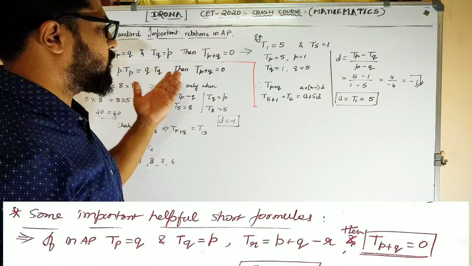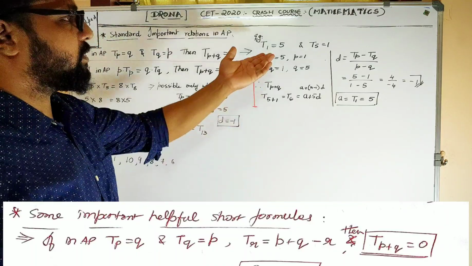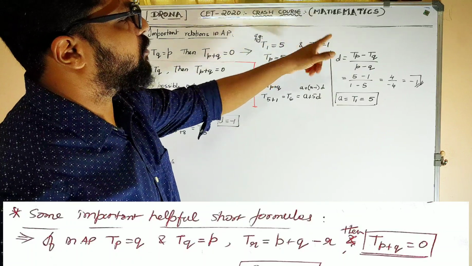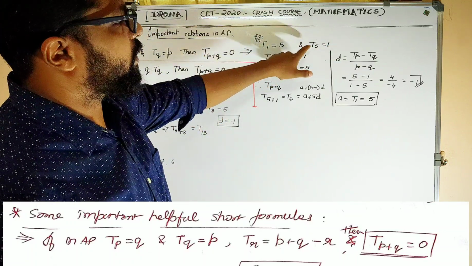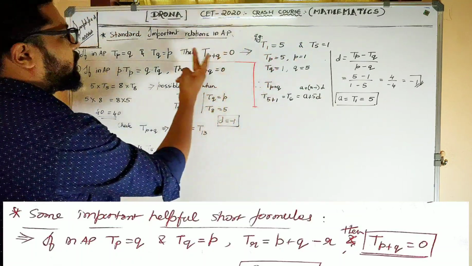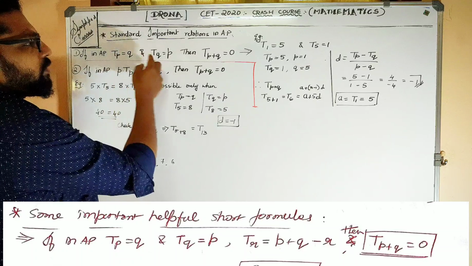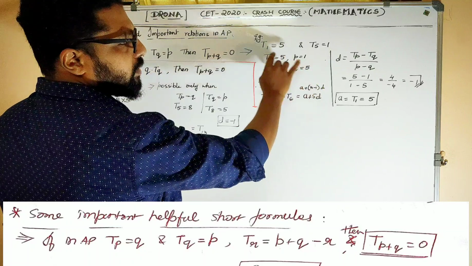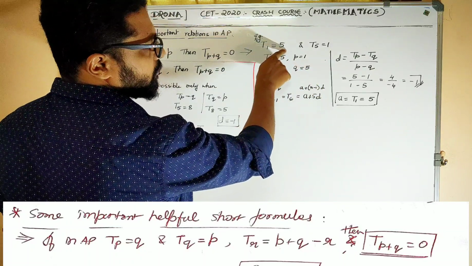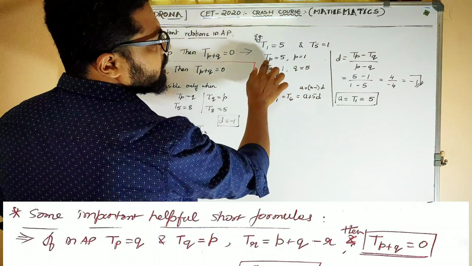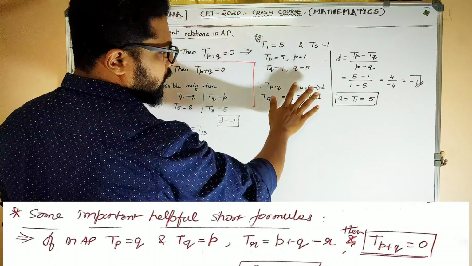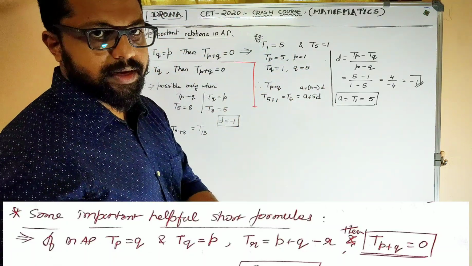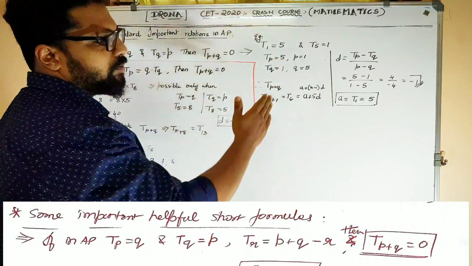They can ask this in a question. One example I'll give you: T1 is equal to 5 and the fifth term is equal to 1. The first term is 5 and the fifth term is 1. You can see they are just flipping each other, interchanging the positions of P and Q. Here P is 1 and Q is 5. So TP is equal to 5 and P is equal to 1, TQ is equal to 1 and Q is equal to 5. It's just the mirror image of each other. The Pth term is Q and the Qth term is P.